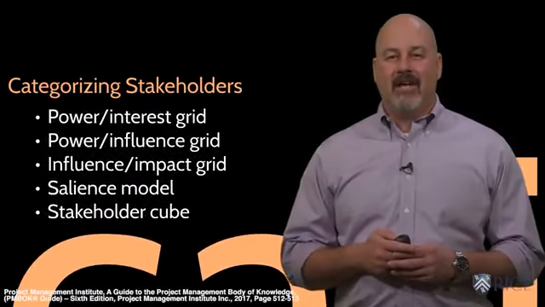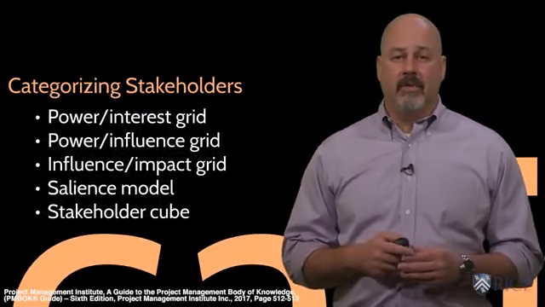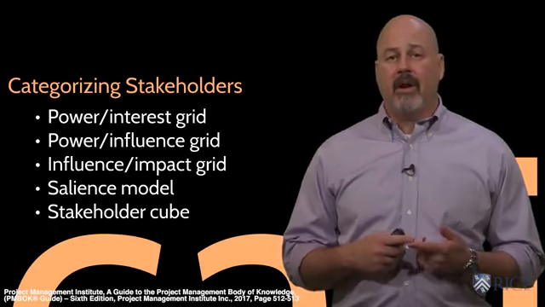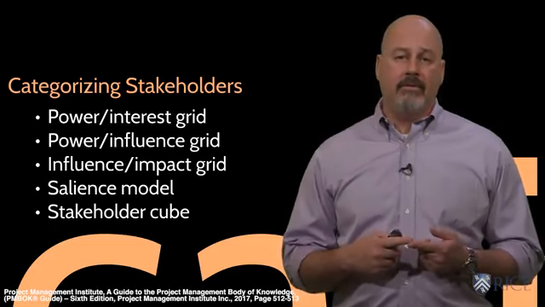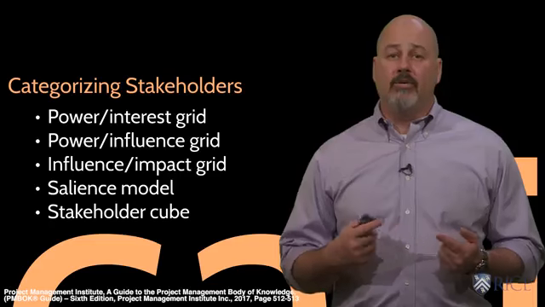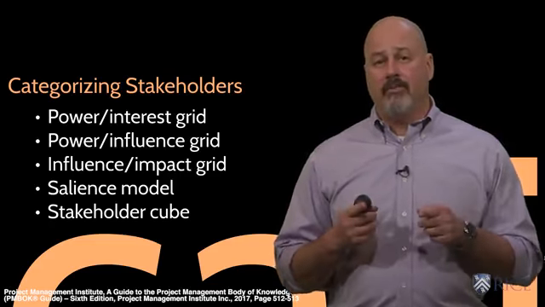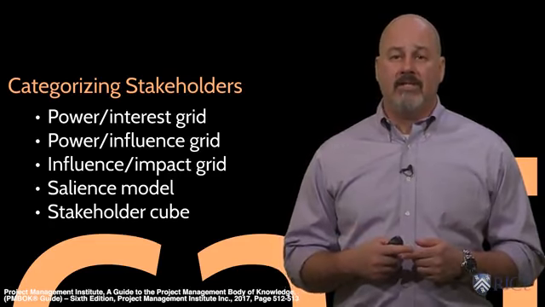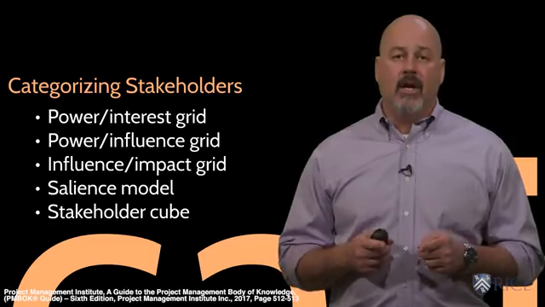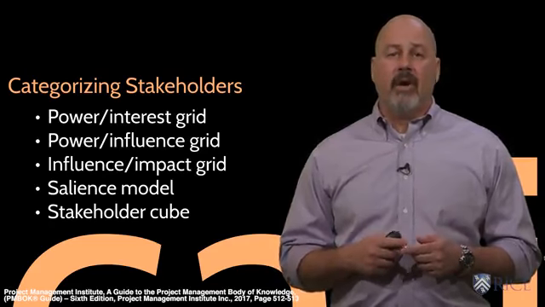An easy way to classify your stakeholders is by their influence and power on the project. But know that there are a few ways that you can do this. You can do it by looking at their power and interest, their power and influence and impact, a stakeholder cube, or a salience model, which is their ability to impose their will on your project. Each model has its benefits, and you'll have to decide what is most important to you as you do your analysis. Today we're going to take a closer look at the power and influence grid.